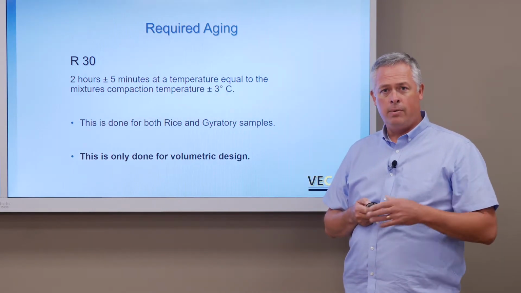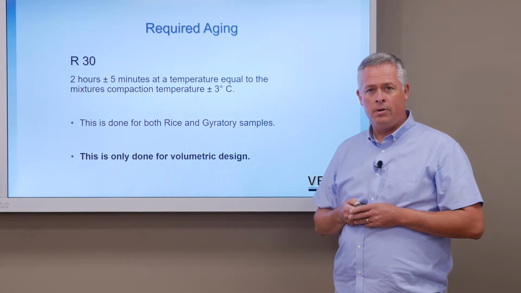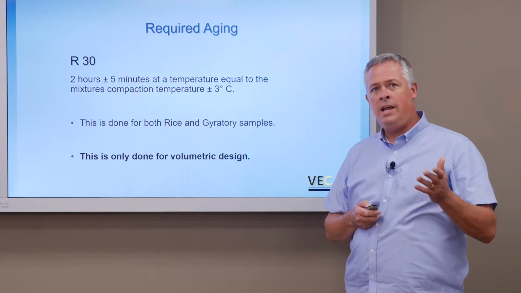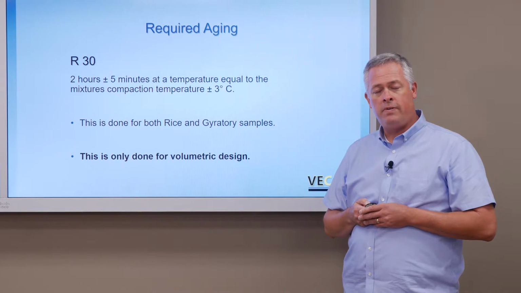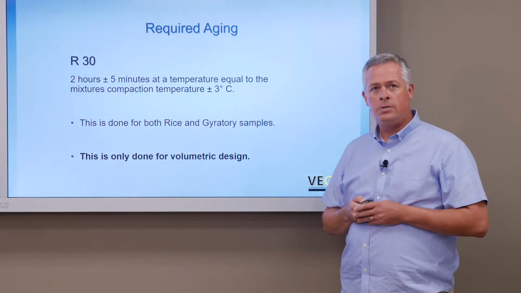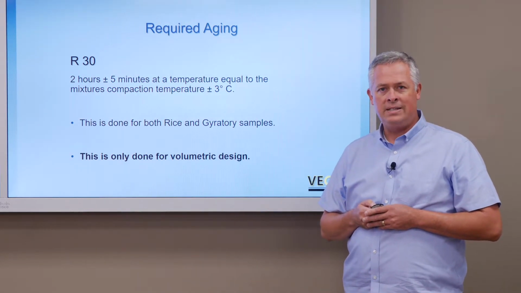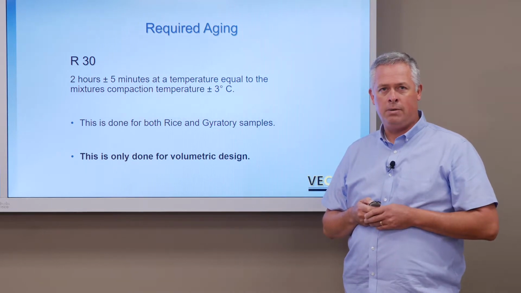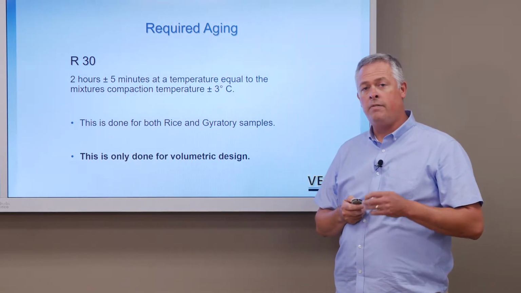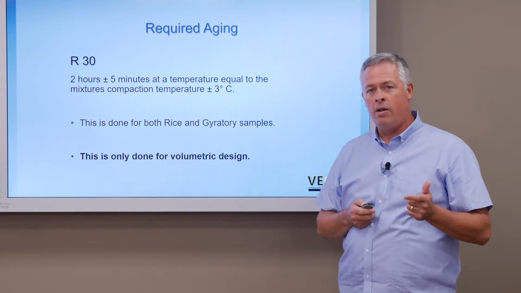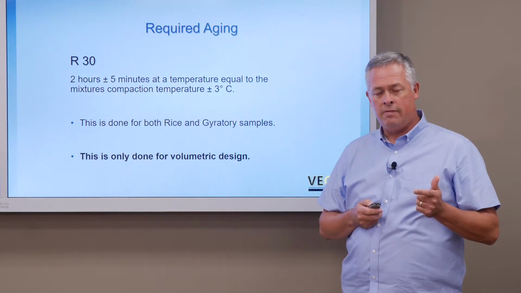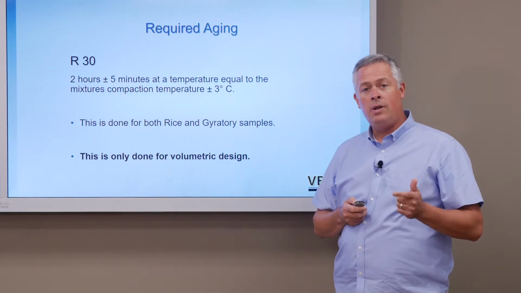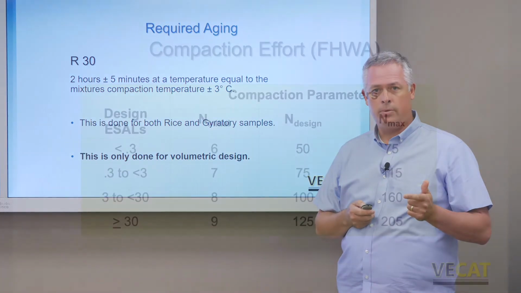And that's exactly what we're duplicating when we age material in the oven. So we're going to age material according to R30, which is a federal specification, for 2 hours, plus or minus 5 minutes, at the designated compaction temperature for that mix. This is done for both the rice sample and all of our pill samples, all of our gyratory samples. We do not do aging for production samples.